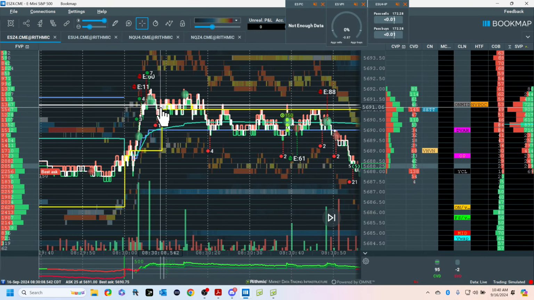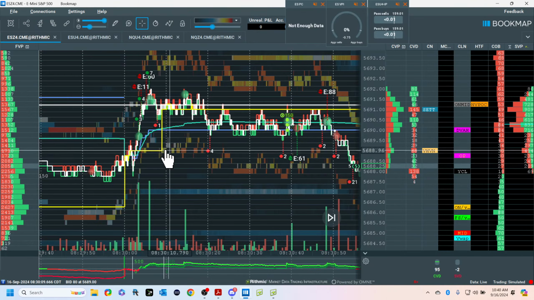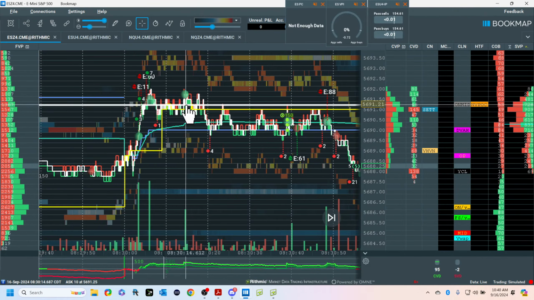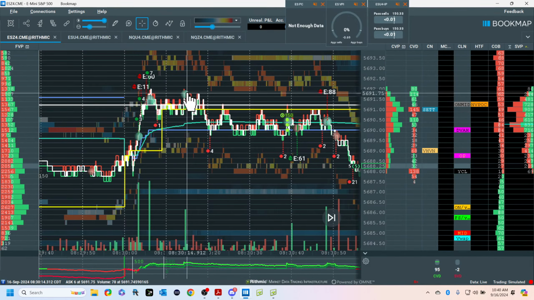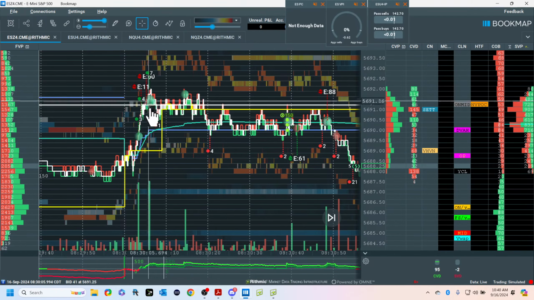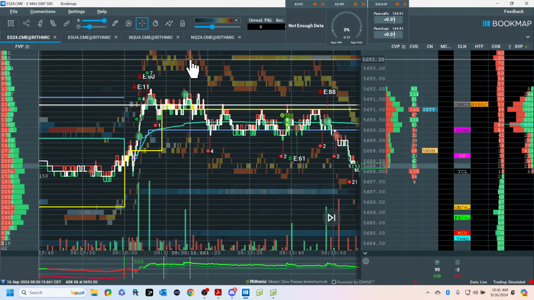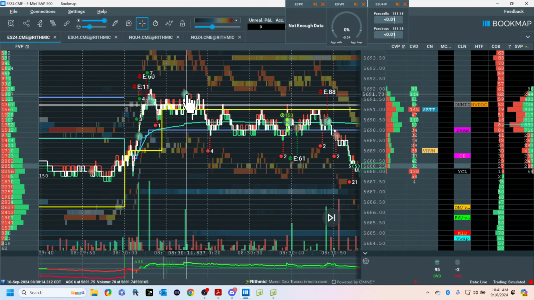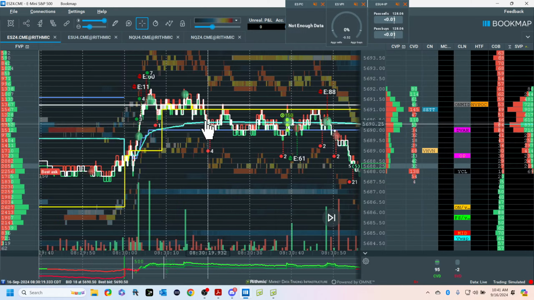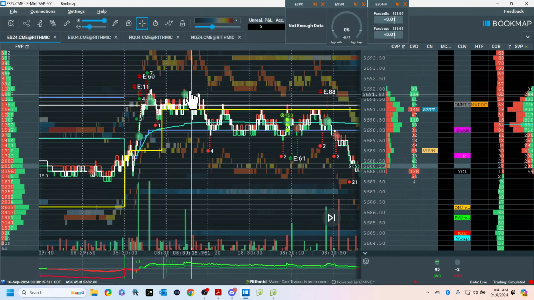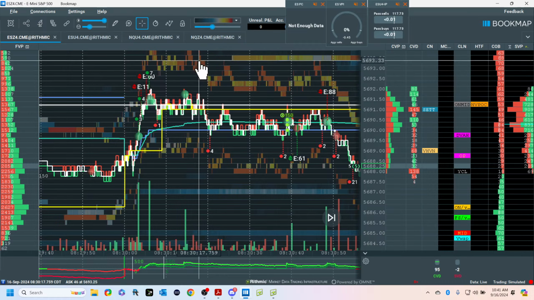I get VPOC migration. What needs to happen here is, think of it like shopping. This is too low. The shoppers move up here. We get our buyers and sellers in here. I see the buyers here. This is delta, and they're being absorbed. How do I know they're being absorbed? Because we're not going forward. We break below. What do I know here? Now the buyers are up here, and they were absorbed. They didn't go anywhere, right?